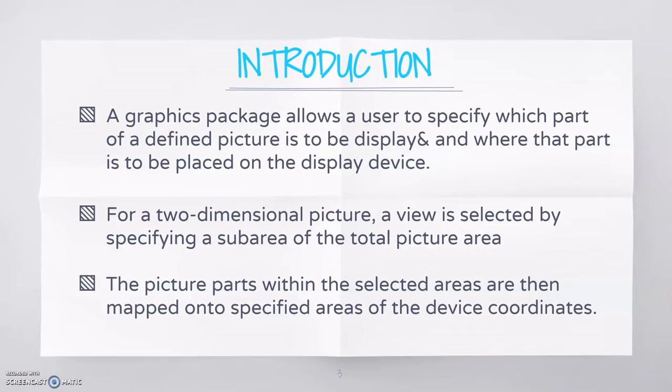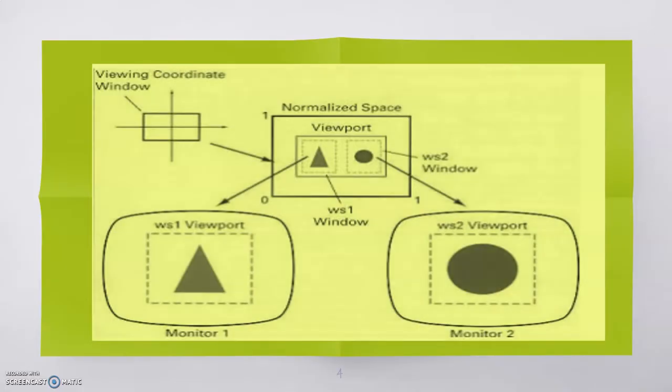Transformations from world to device coordinates involve translation, rotation and scaling operations, as well as procedures for deleting those parts that are outside the limits of a selected display area. So here we are going to view a 2D picture in a specified area. That is known as device coordinates. This is how it looks.